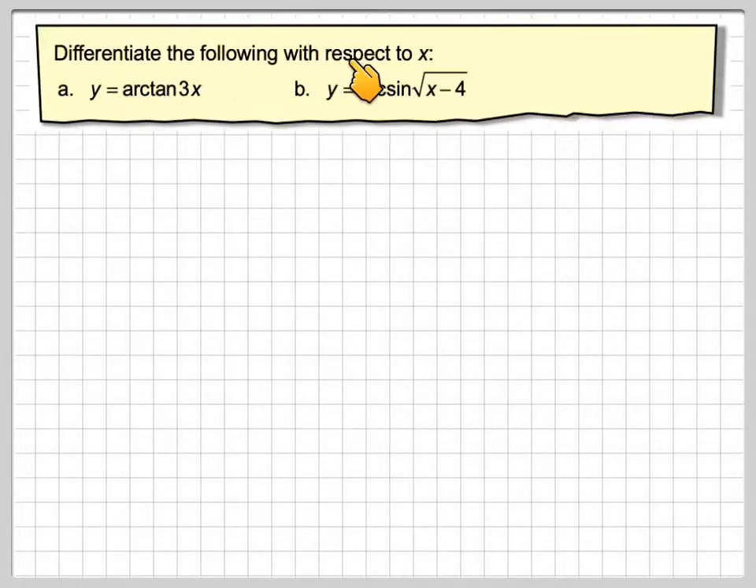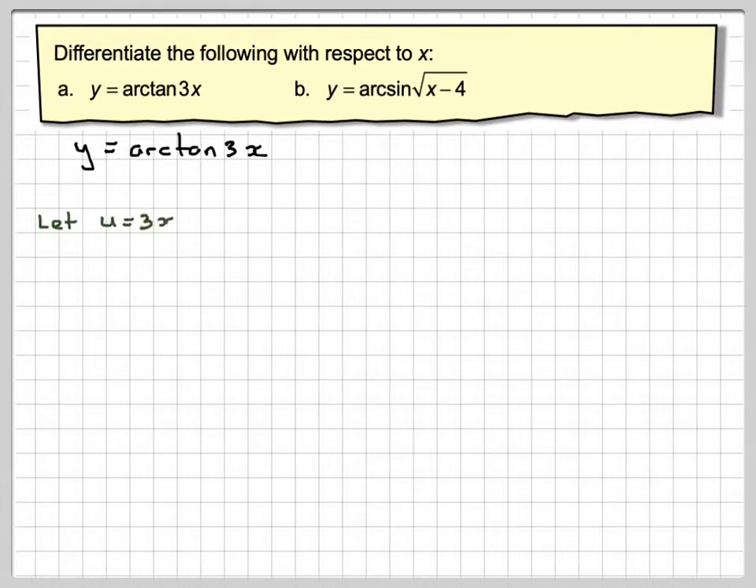Differentiate the following with respect to x. We've got y is equal to arctan of 3x, and y is equal to arcsine of the square root of x minus 4. So if we've got y is equal to arctan 3x, this has to be done using the chain rule.